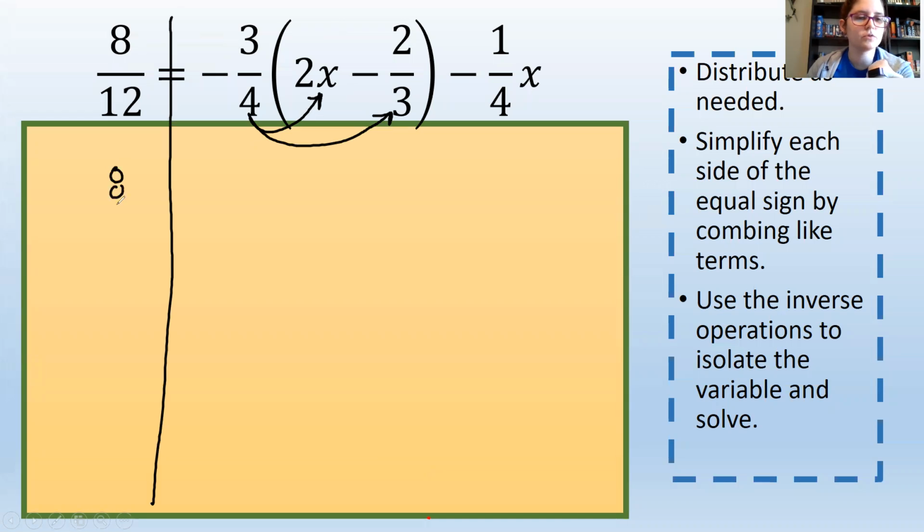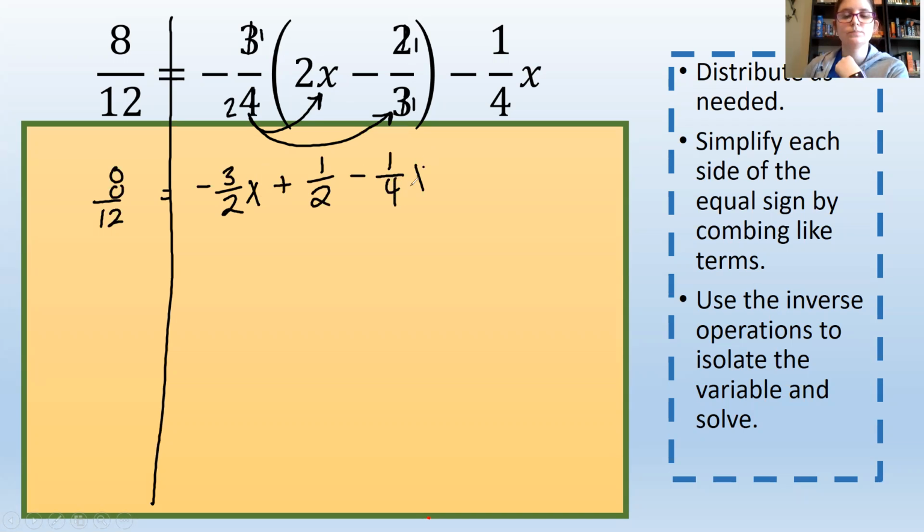We have 8/12 equals. So 3 times 2 is 6, but I can simplify this by dividing them both by 2. So I'd actually end up with a -3/2 x. Okay, 3 times, well, I can see there's both 3's here, so those will cancel and make 1's. And then the 2 and the 4 will cancel and make a 1 and a 2. So I actually end up with a +1/2. And then I have a -1/4 x.